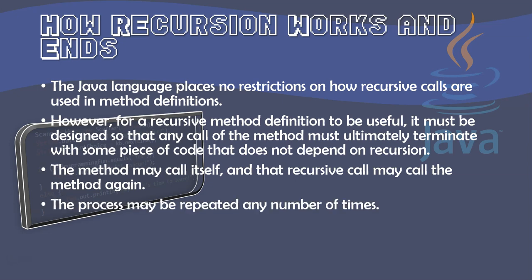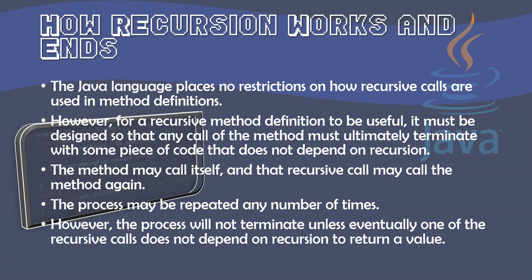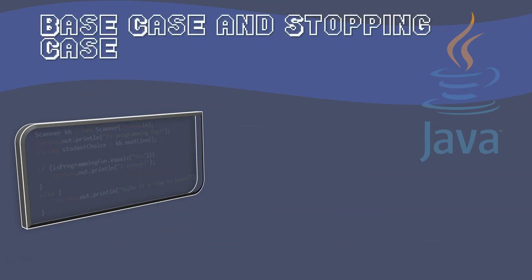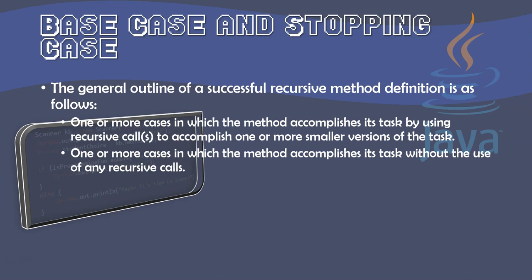Now, this process may be repeated any number of times. We saw that we could have it for 2, 3, 4, all the way up to the max integer size. However, the process of recursion will not terminate unless eventually one of the recursive calls does not depend upon recursion to return a value, just as we saw when we reached that last value. When we reached 1, it was able to say, this is where you want me to stop and work backwards. The base case and the stopping case are two things that we're going to need.